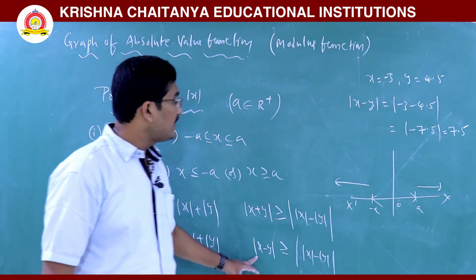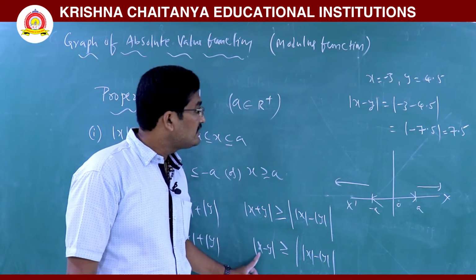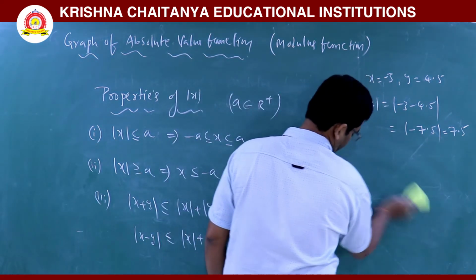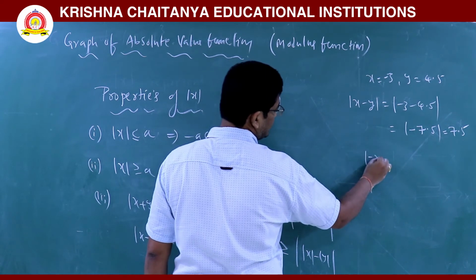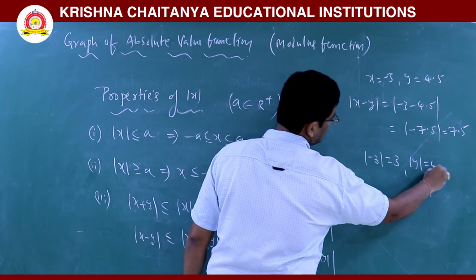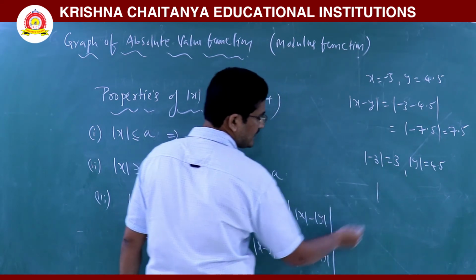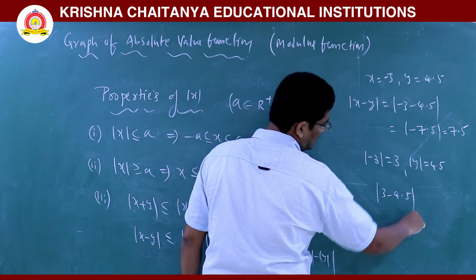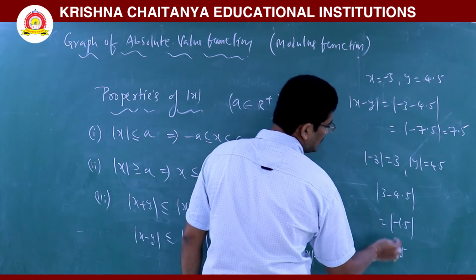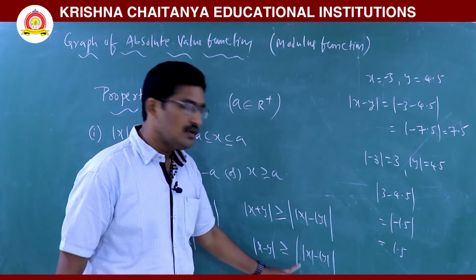Taking x equal to minus 3 and y equal to 4.5, the left side, mod of x minus y, is 7.5. Now check the right side also. Mod x is mod of minus 3, which is 3. Mod y is 4.5. Mod of mod x minus mod y is mod of 3 minus 4.5, which is mod of minus 1.5, which is 1.5. So the right side is 1.5 and the left side is 7.5. 7.5 is greater than or equal to 1.5.